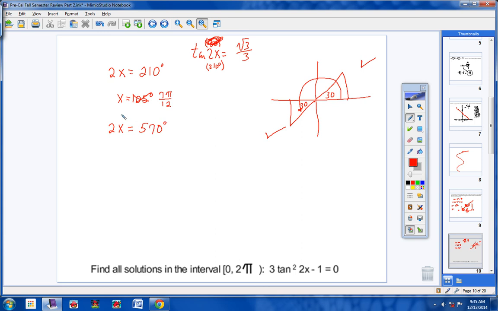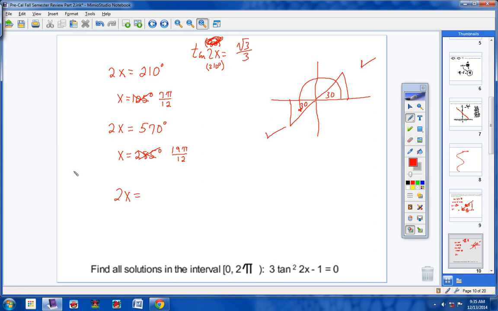Divide both sides by 2, and you're going to get 285. Now that's still within my boundary. I'm going to convert that to radians and get 19 pi over 12. Okay, so we're still good. 19 over 12 is 1 and 7/12, so we're still between 0 and 2. We're good. This next one's not going to work, by the way.